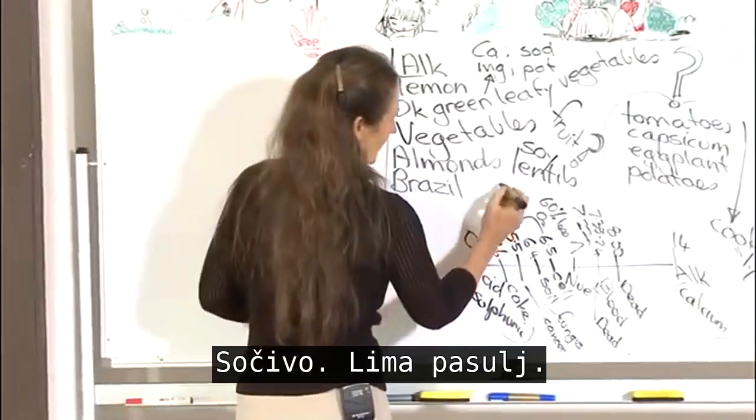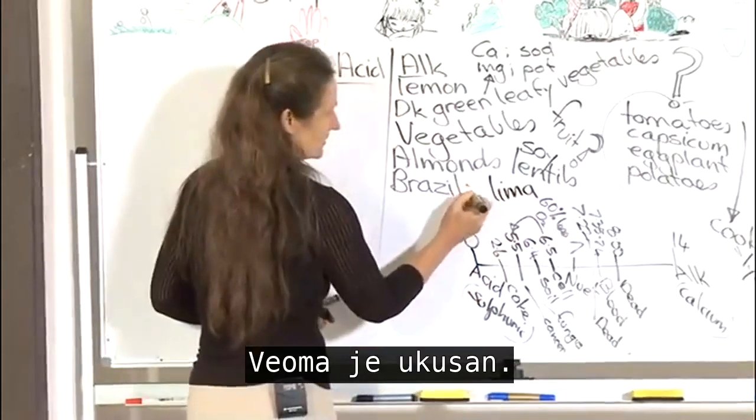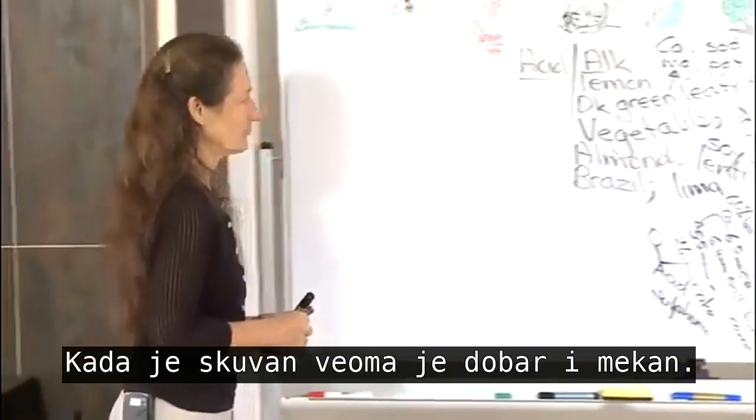So lentils and lima beans. Lima beans are a big white legume. Very delicious legume is the lima bean. They cook up really nice and soft.